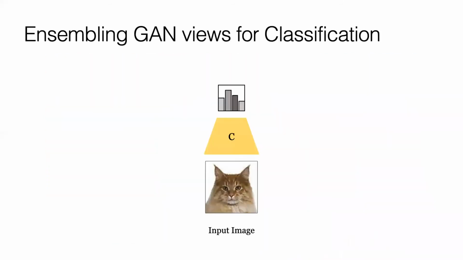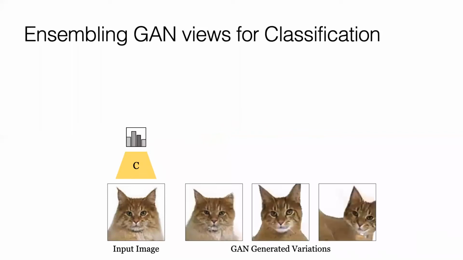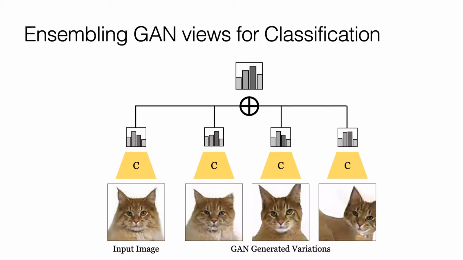In standard classification, an image is fed through a classifier network to yield a prediction. Here, we generate additional variations of the input image using a GAN, classify each, and ensemble the results. But how do we obtain these GAN-generated variations?